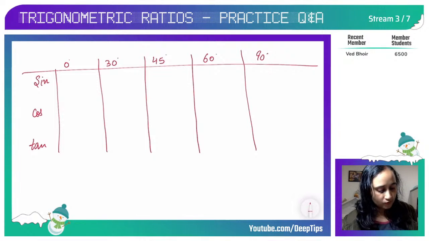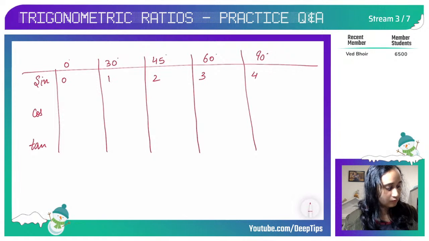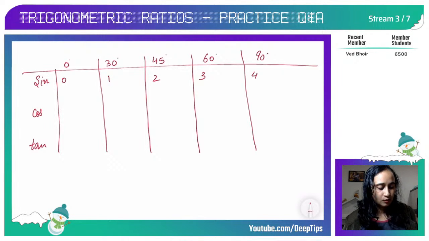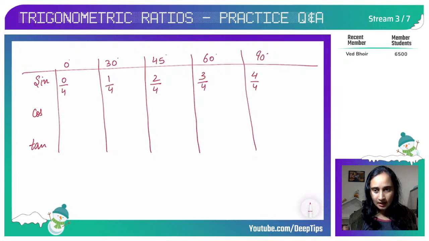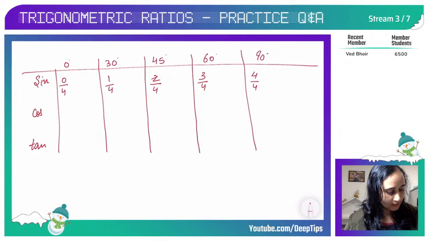So the trick says first write numbers 0, 1, 2, 3, 4. Okay, now divide every number by 4. So everything divided by 4. Now let's simplify. Just have a look quickly, that is any fraction can be reduced further. So I can see that 2 by 4 can be written as 1 by 2. 3 by 4 cannot be written, and 4 by 4 is 1.